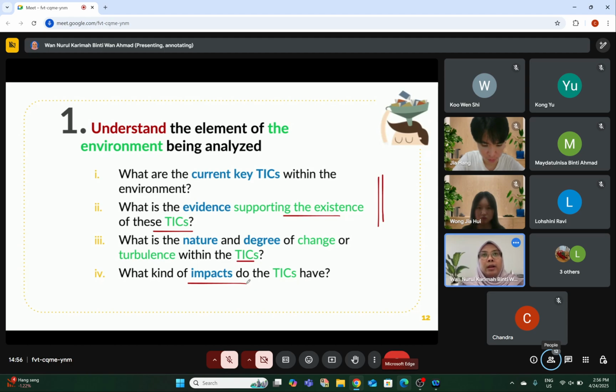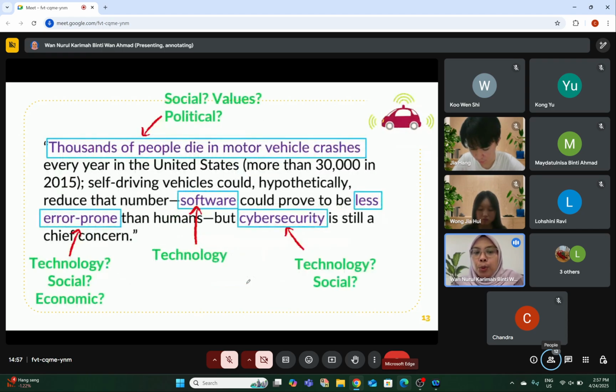So that is one way we could determine the nature and degree of importance of each of the trends, issues, and challenges for the first study, where we are just trying to understand the elements of the environment that we are analyzing. For example, if we read a paper and found this statement: thousands of people die in motor vehicle crashes every year in the United States, more than 30,000 in 2015. Self-driving vehicles could hypothetically reduce this number, where software could prove to be less error-prone than humans, but cybersecurity is still a chief concern. So this is a statement related to autonomous cars, the future of self-driving vehicles.